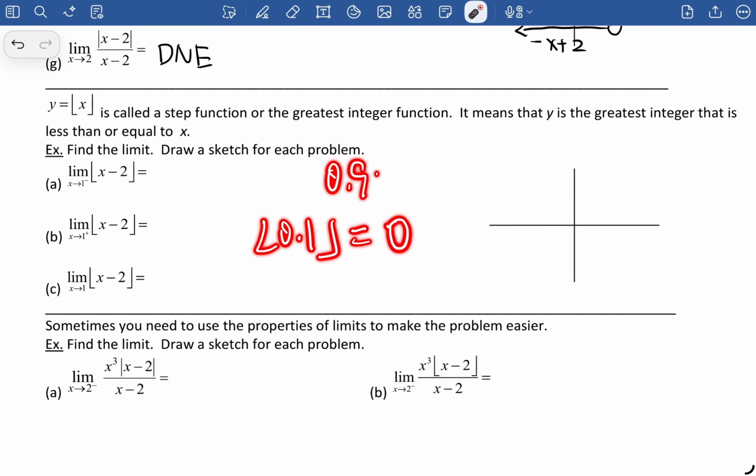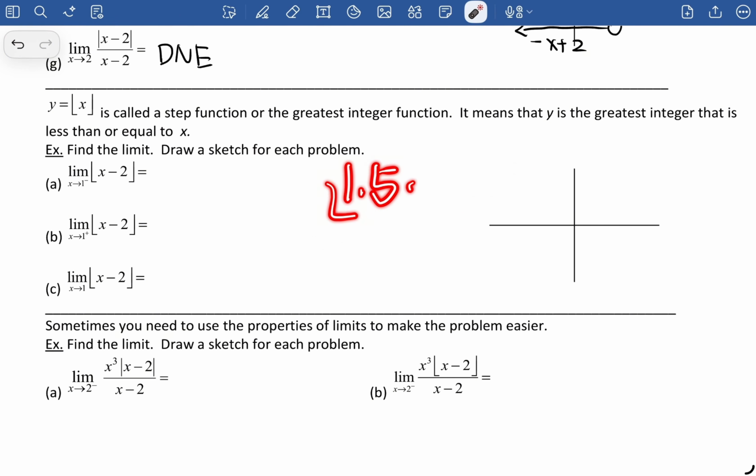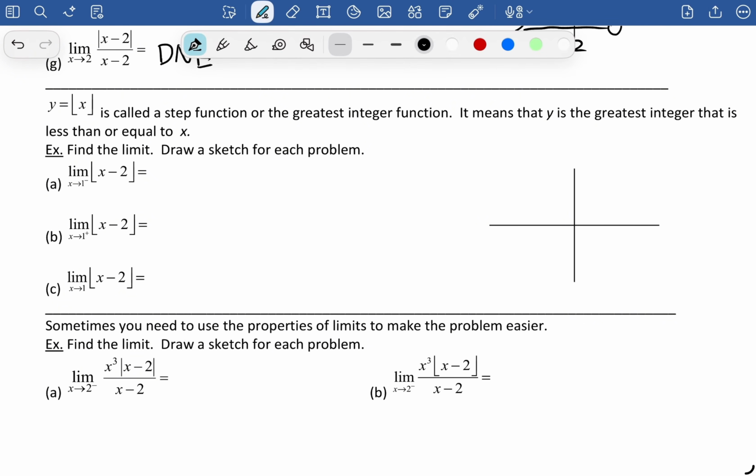Even 0.99999, the step function is still 0. If it's 1.5, it's 1. You don't round it up, and you don't round it either. We only look at the greatest integer that's less than the value. What does that look like on a graph? We have y equals the step function of x.